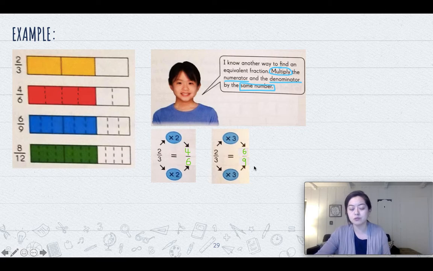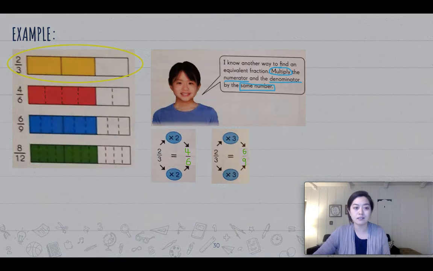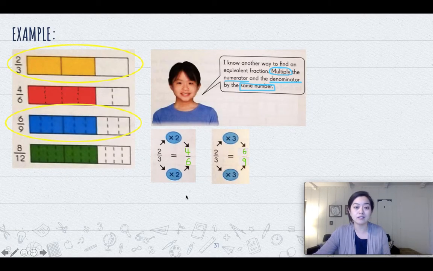Is this true? Well, let's look at the bar models to confirm. So 2/3 is there in the bar model picture. And where's 6/9? There it is. They are equivalent fractions. So this is true too.